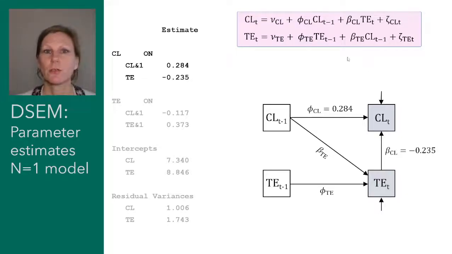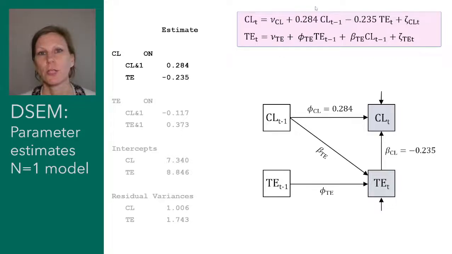We can also include these same parameter estimates in the regression equation. So here we have the first regression equation is for closeness as the dependent variable. And so we include the autoregressive parameter and the cross-regression parameter in the regression equation like this.